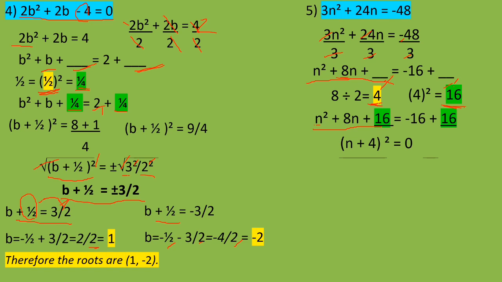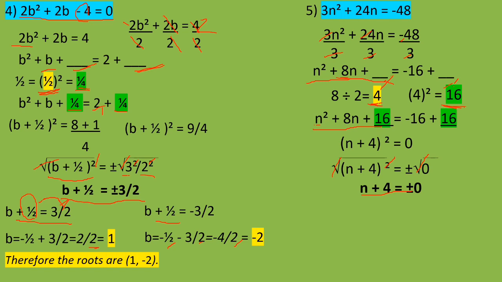Next, ready na tayo sa radicals. So, put radicals sign in both sides. So, meron tayong square root of n plus 4 squared is equal to plus minus square root of 0. So, cancel na si radical sign square. And then, square root of 0 is still 0. Kaya meron tayong n plus 4 is equal to plus minus 0.